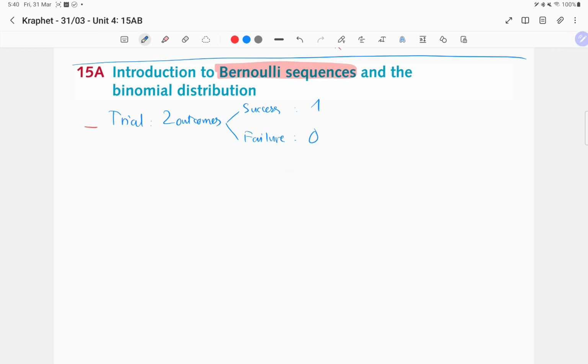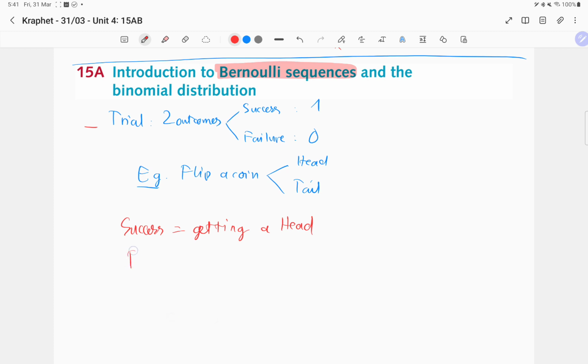Success or failure. For example, if you flip a coin, you either get a head or a tail. But right now it's not a Bernoulli sequence, because what is success and failure? Head and tail, how do you know? So you need to define success. Success equals getting a head, for example. You need to define the definition of success first.